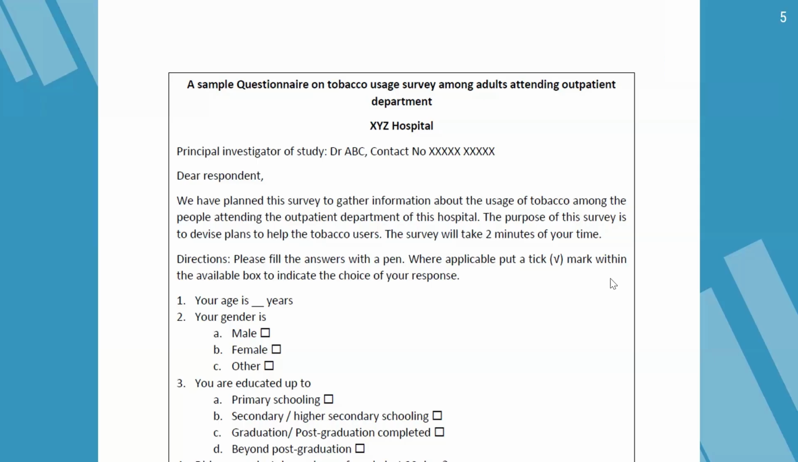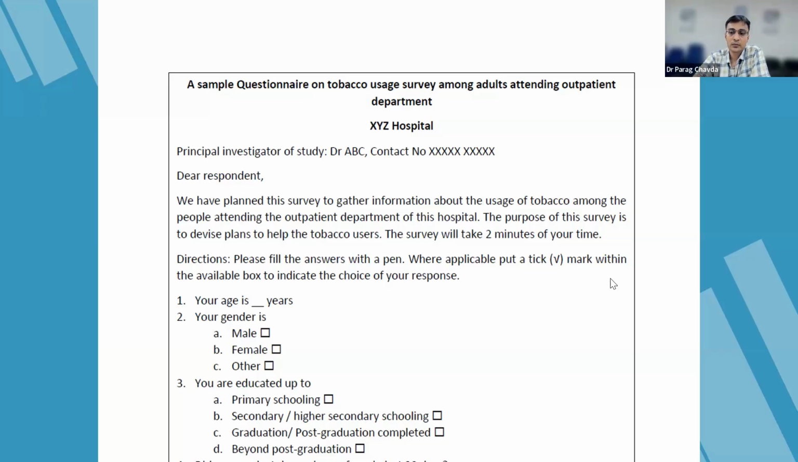Do you find anything else? Yes, do you wish to share something? The name of the principal investigator and their contact details are given. Yeah. So this would be helpful when, for example, you are taking help of other people also for data collection, right? So there, if you give your contact information, it would be helpful.